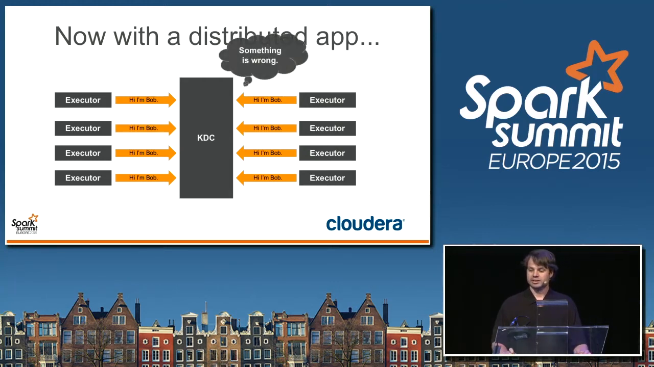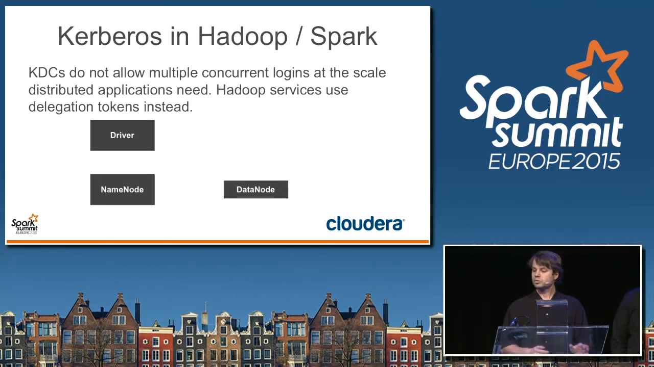And the KDC starts to sense that something is wrong, because Bob shouldn't be logging in from so many different places at the same time. And what's going to happen is that the logins will start to fail. So how do you work around that?